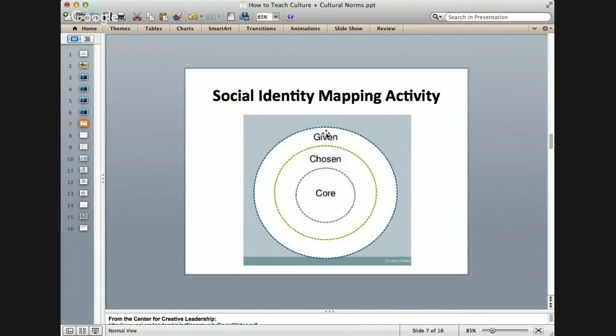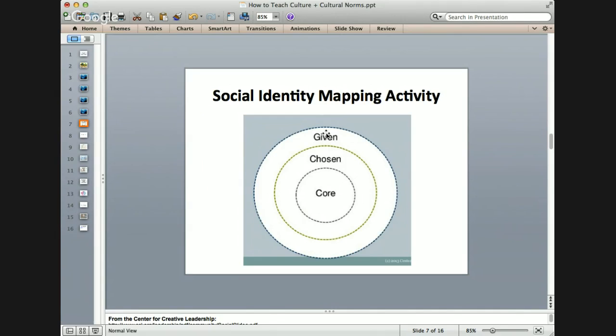So I'll let you interpret that as you will. That could be anything that's been given to you. These are things that you were born with. Okay? In the second circle, in the chosen circle, I want you to write down the things about you that you chose. Things about you that you chose. I'll let you interpret that as you will.